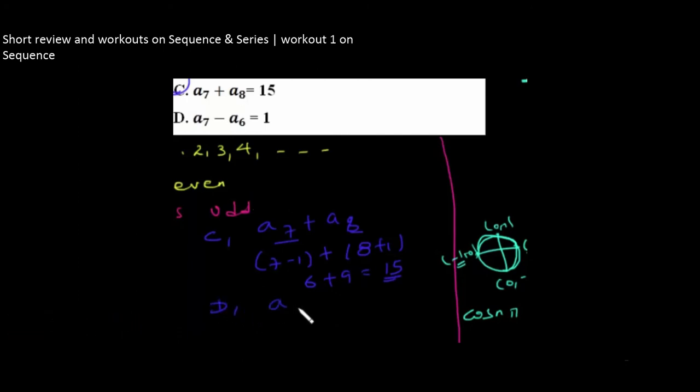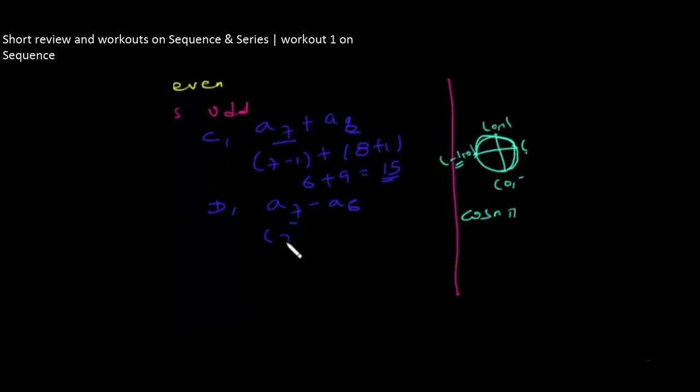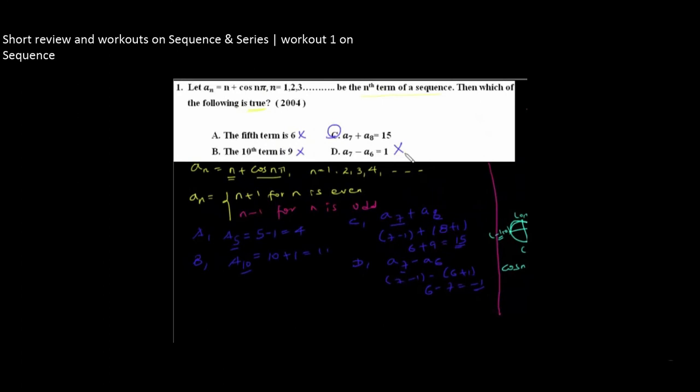But let's see letter D. We are expected to find the difference A7 minus A6. 7 is odd, so we use the bottom expression, 7 minus 1, and 6 is even, so the top expression, 6 plus 1. 7 minus 1 is 6, and this is 7, so the difference is minus 1. But it's given as 1, so this is wrong. So the correct answer is letter C.